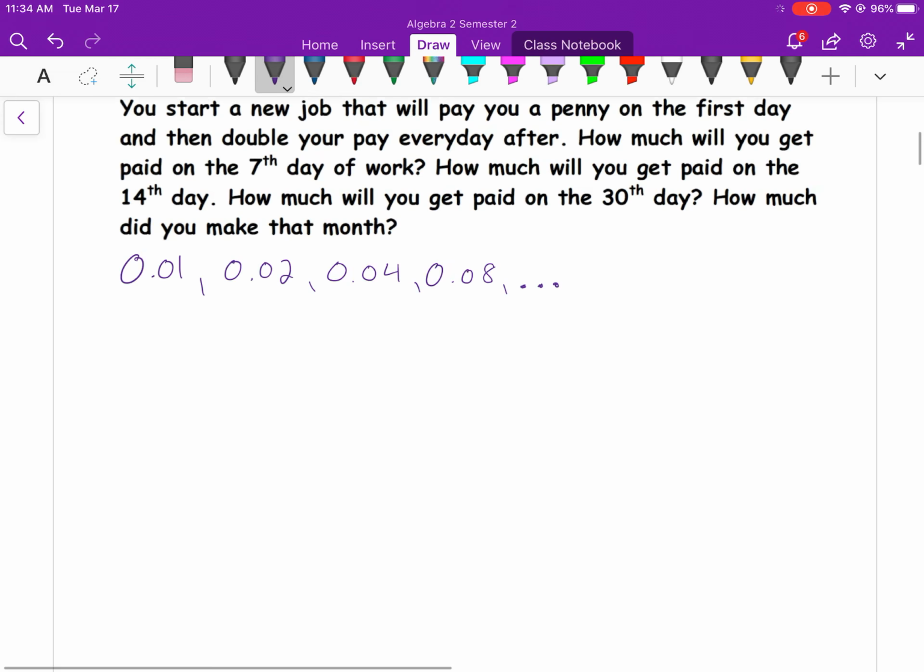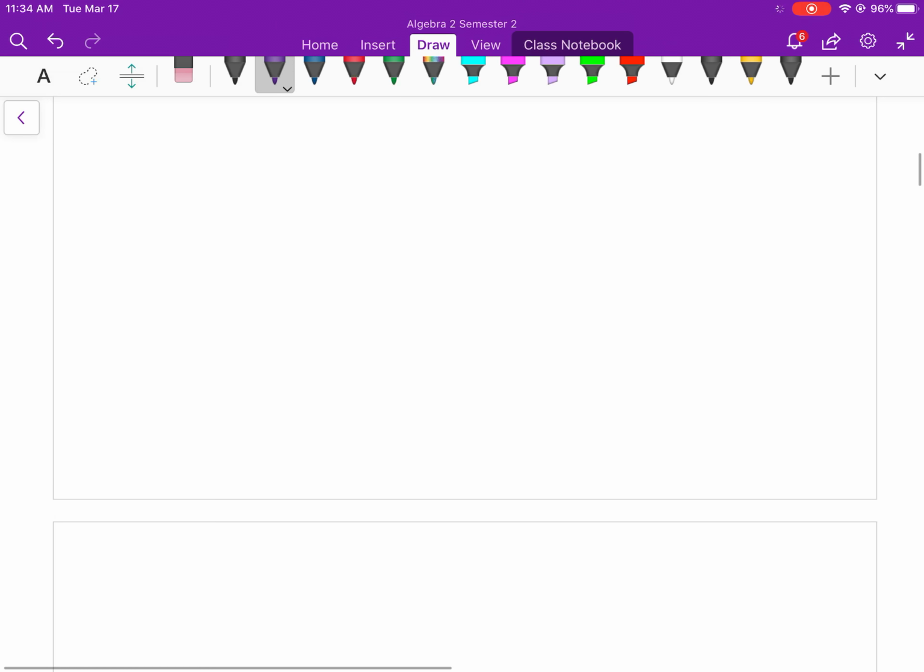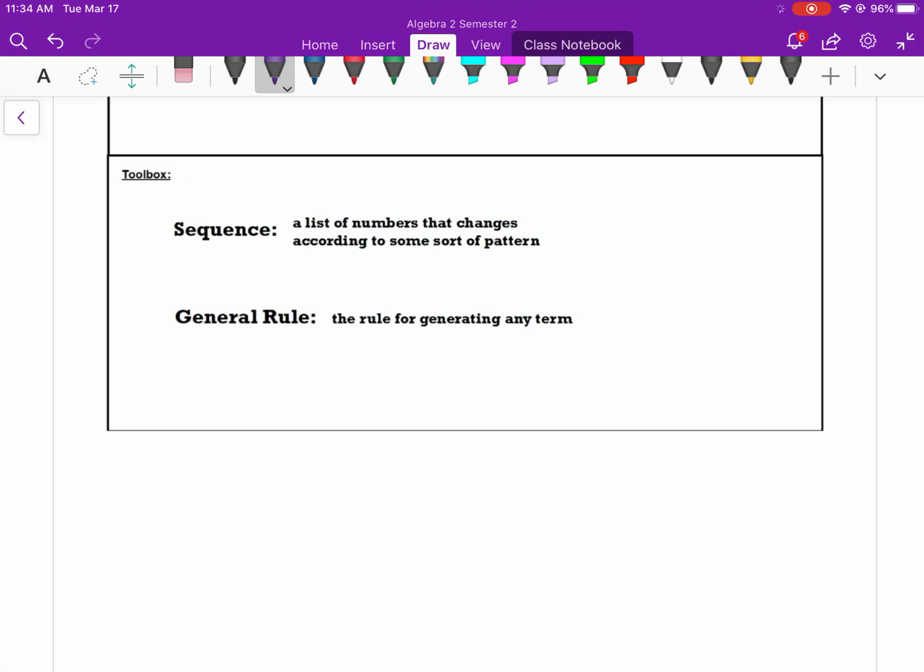Now, a sequence is a list of numbers that changes according to some sort of pattern. When we are thinking about this pattern, we are thinking adding or subtracting or multiplying and dividing. Okay. Now, a general rule, which is what we will be writing, given some type of sequence, will be able to let us know any term throughout that sequence, or if it is a series, it will tell us how much we've earned through a specific number of terms.